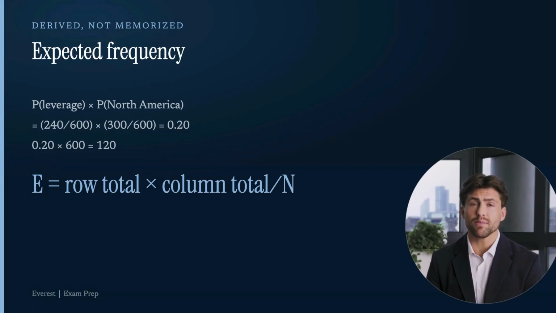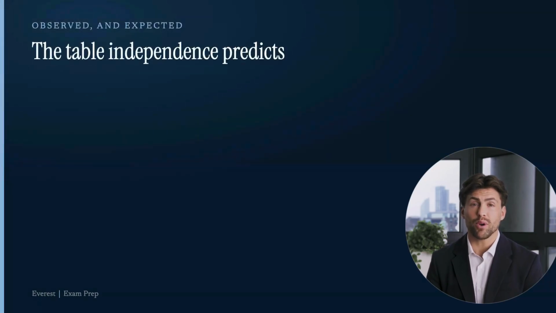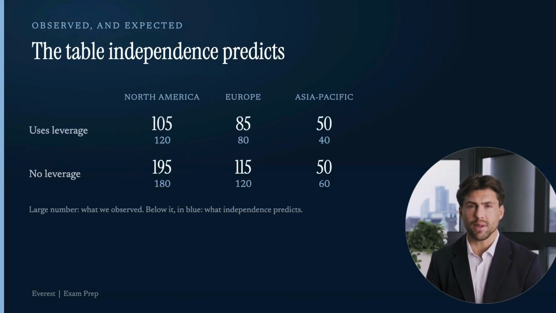If 2 things are independent, the probability of both is the probability of one times the probability of the other. 40% of these funds use leverage. Half of them are North American. So under independence, 20% should be both. 20% of 600 is 120. Cancel the terms and you get the shortcut. Row total times column total divided by the overall total. Do that for all 6 cells and the expected table drops out cleanly.